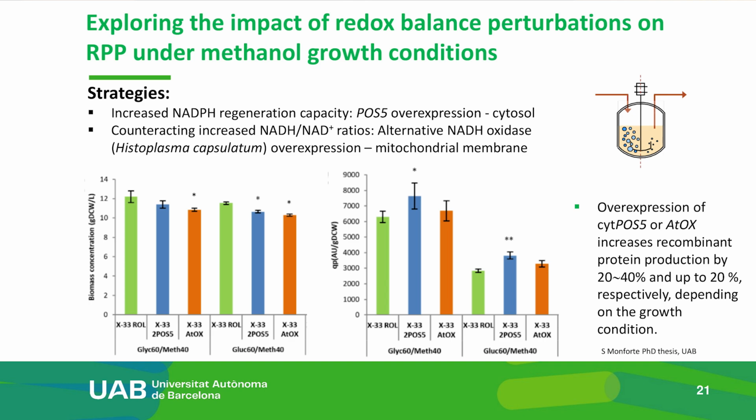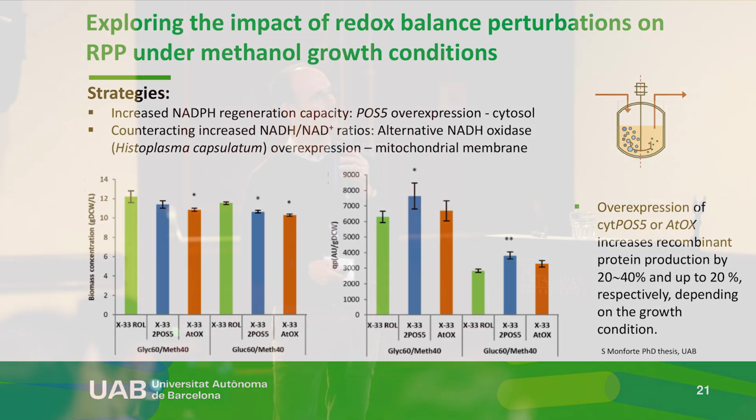Okay, you have an increase of between 20-40% overexpressing POS5, while we also tested another strategy that was trying to counteract this excess of NADH, by introducing an alternative NADH oxidase, with the idea that this would enhance methanol assimilation and hopefully protein production. But the effect is actually very little, maybe 10%, and it's not statistically significant.